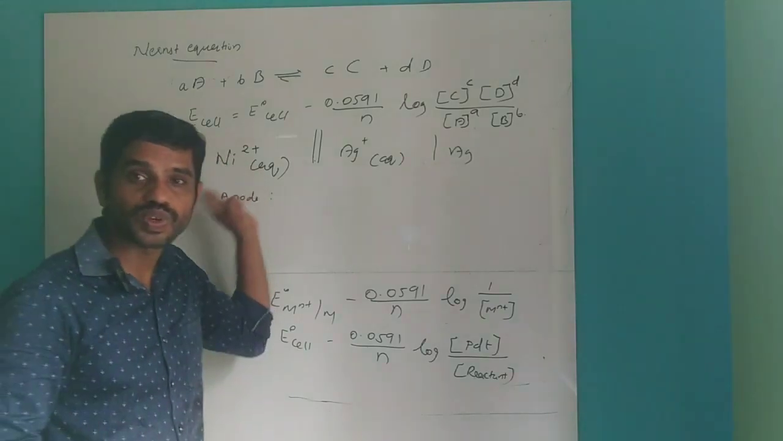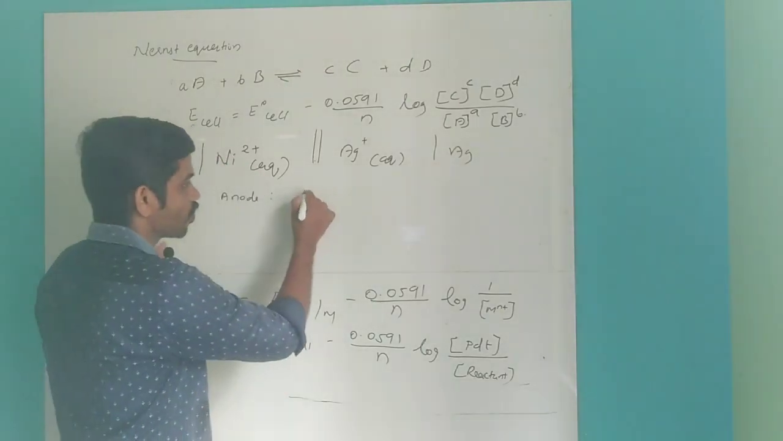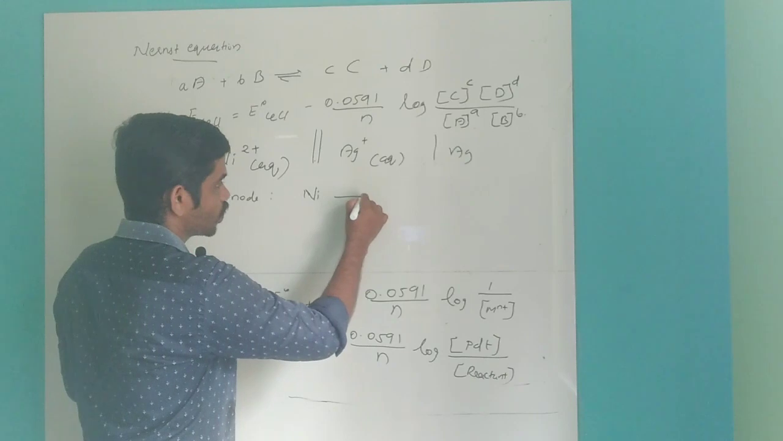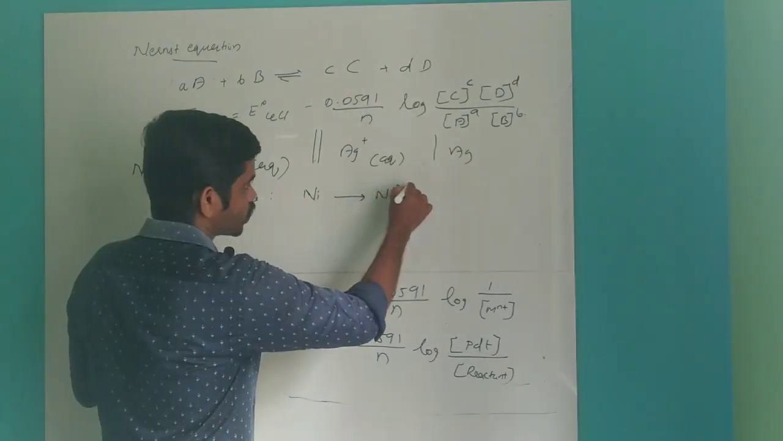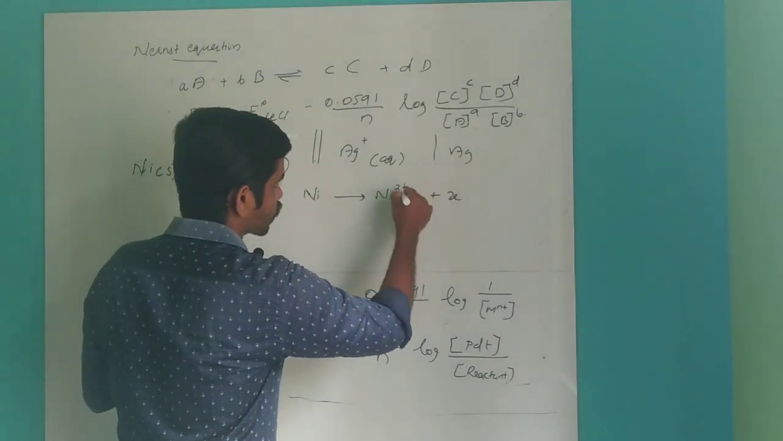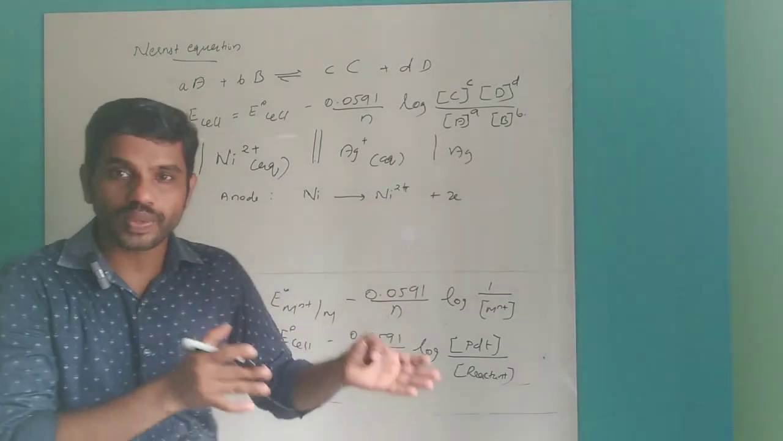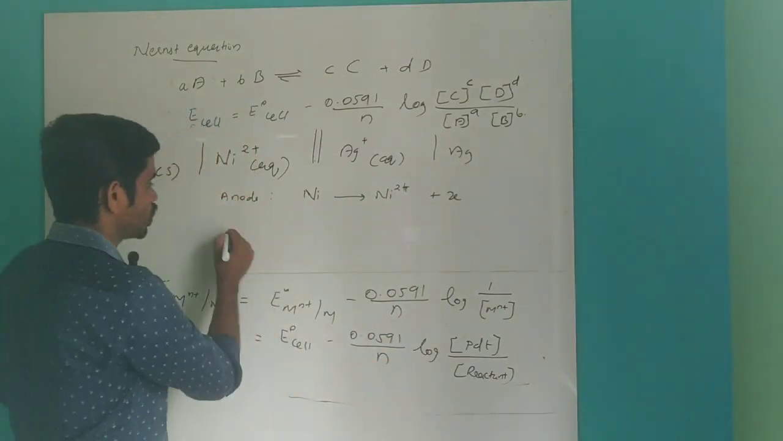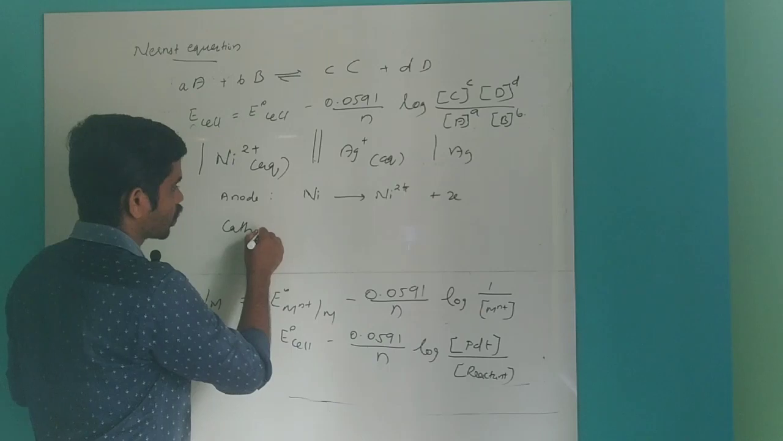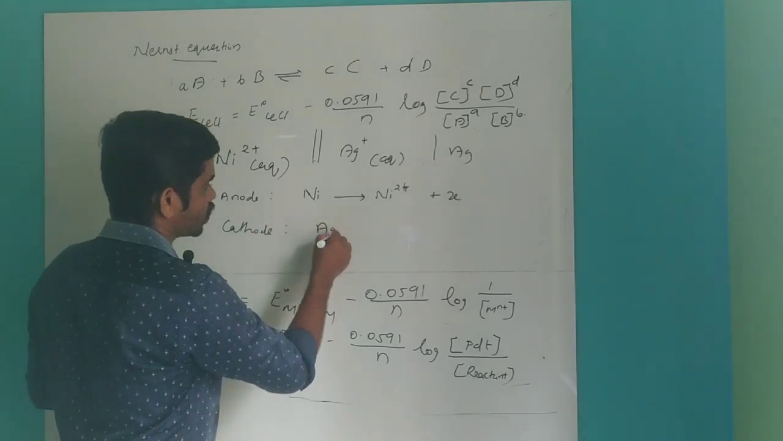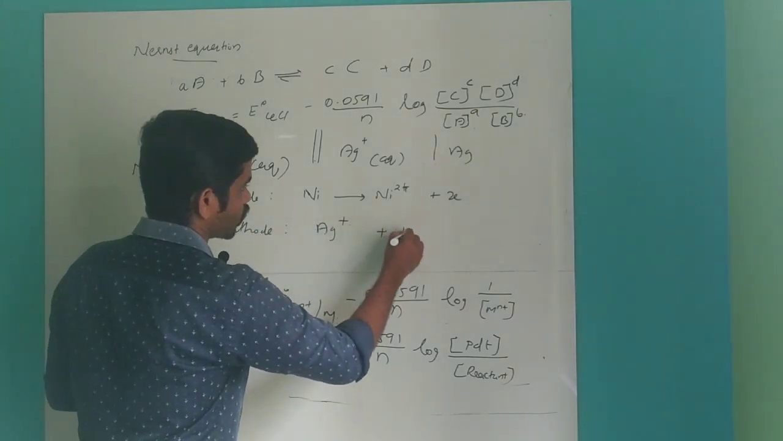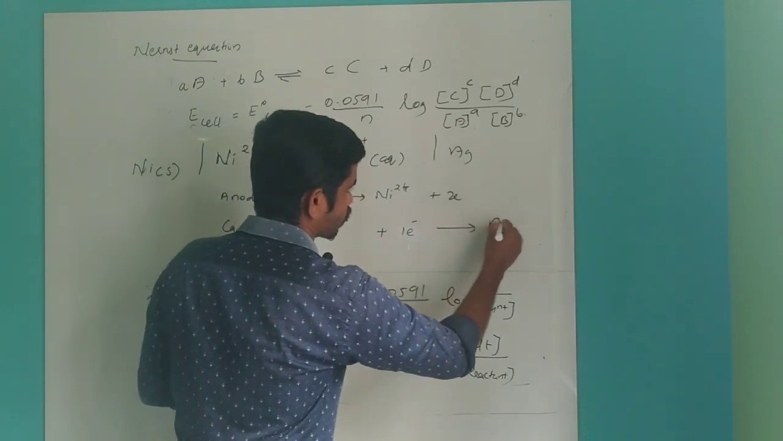Anode: oxidation. So nickel is converting to nickel 2 plus, so 2 electrons will be released. On the cathode side, what is happening? Ag plus. At the cathode, Ag plus is accepting one electron to form Ag.